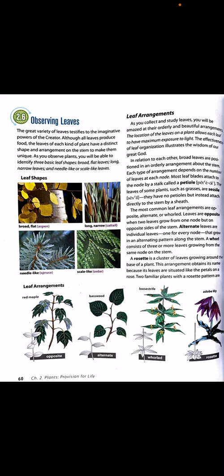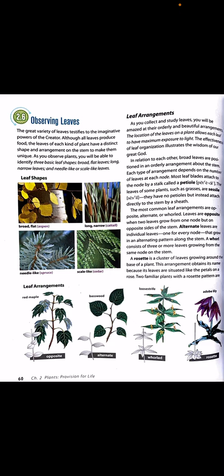Leaves are opposite when 2 leaves grow from one node, but on opposite sides of the stem. Alternate leaves are individual leaves, one for every node, that grow in an alternating pattern along the stem. A whorl consists of 3 or more leaves growing from the same node on the stem.